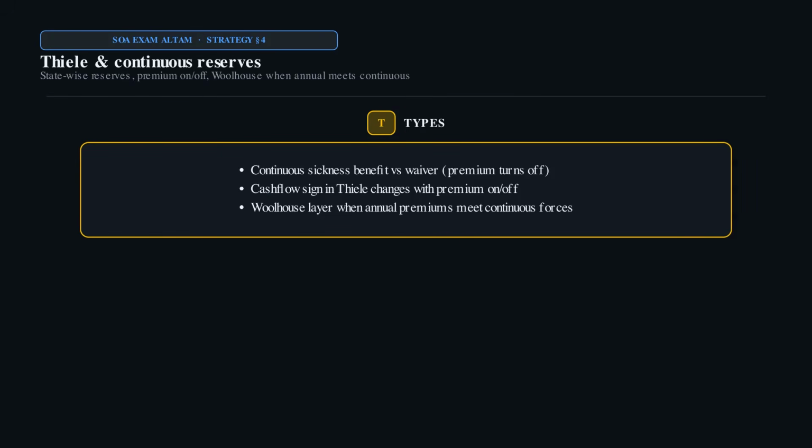Differences: continuous sickness benefit versus waiver that shuts premium off. The cash flow sign inside Thiele changes. A Woolhouse layer appears when annual premiums meet continuous forces.